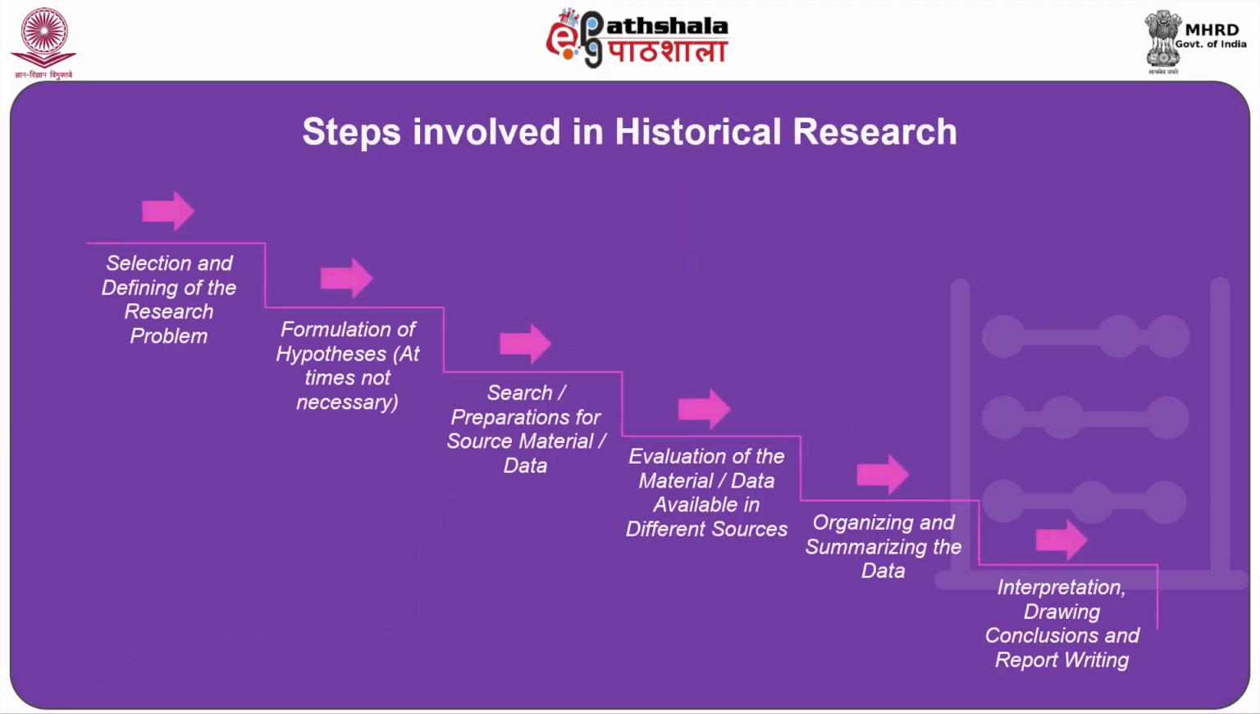After learning the conditions, move to steps involved in historical research. The first one is selection and defining of the research problem. Next, as usual, formulation of hypothesis, at times may not be necessary also. Search and preparations for source material or data, then evaluation of materials or data available in different sources, organizing and summarizing the data, interpretation, drawing conclusions and report writing.